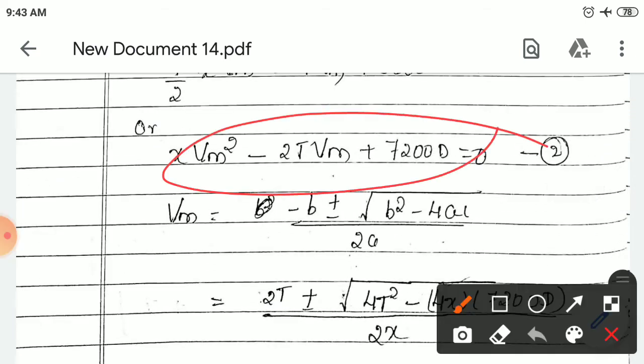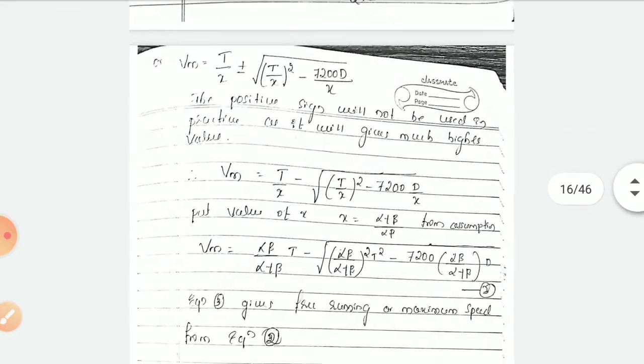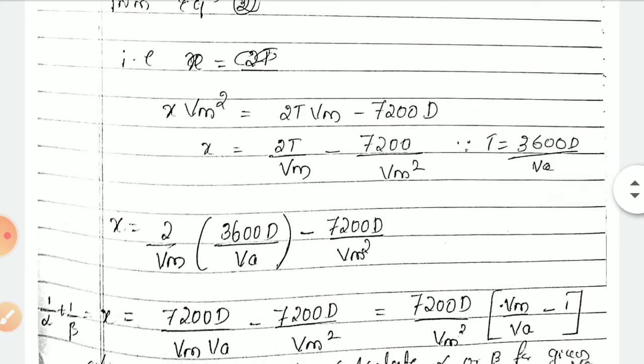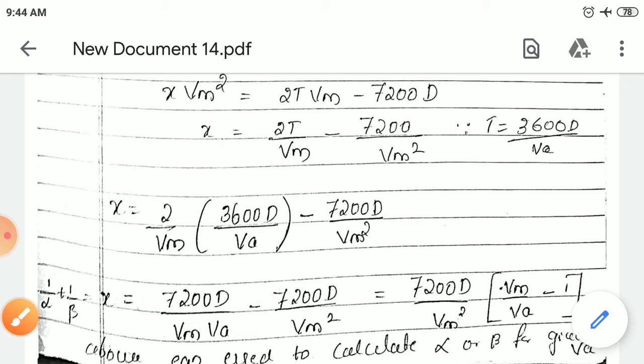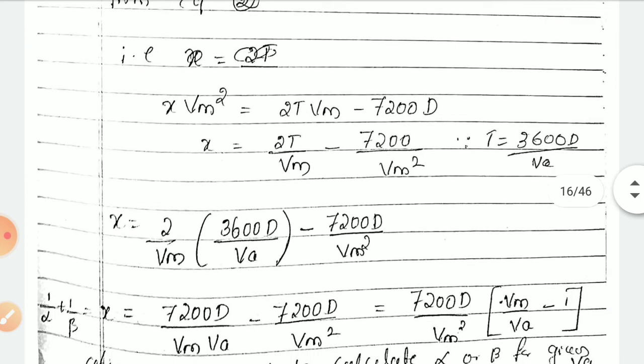This is equation number 2. So from equation number 2, I have written it here, just rewriting it: x into Vm square is equal to 2 tVm minus 7200D. Then x is equal to, by cross multiplication, 2t divided by Vm minus 7200D divided by Vm square. Okay, x only. So t is once again what?